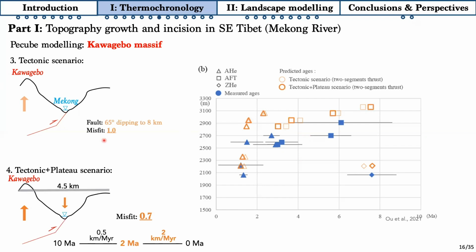So in order to be compatible with the Baimei-Shenshan on the other side, we also included the plateau river incision from an initial plateau in this scenario. This scenario has a similar prediction of ages, but it gives us a very strong exhumation since 10 million years at a rate of 0.5 kilometer per million year, before an acceleration to 2 kilometers per million year since 2 million years, with a slightly lower misfit.